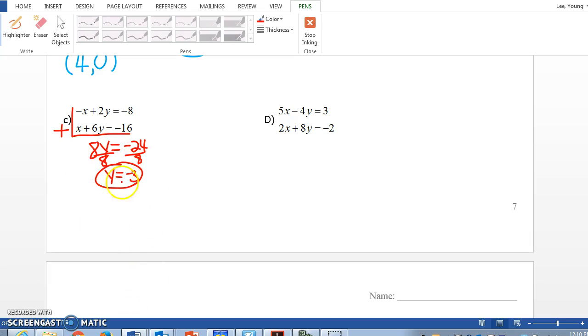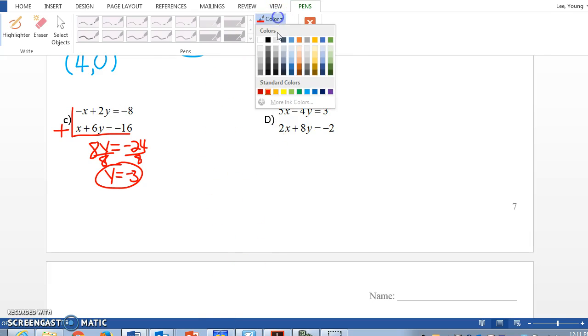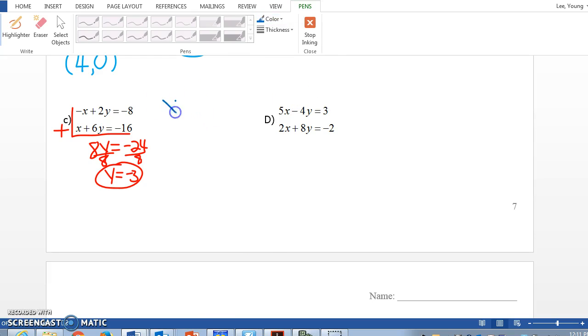Since we have the y value, now what do I need to find? We need to find the x value. So we're going to go back to one of the original equations and substitute the value. I like the bottom one this time, so I'm going to go with it. If you want to try the first equation to see if you get the same answer, that's totally fine. But I am going to use the second one, so I'm going to rewrite it: x plus 6y equals -16.